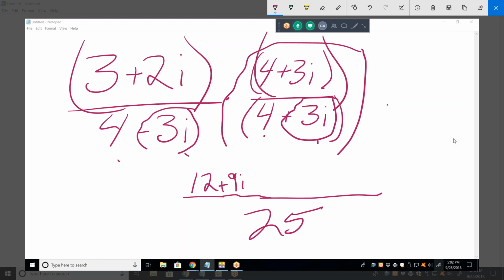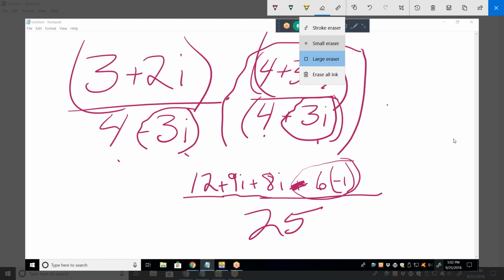Now do the inside. 8i. Sign first. Positive 8i. And now the last term. Sign first. Is positive 6i squared. Which is 6 times what? 6 times negative 1. Okay. Now, when I see this, immediately I can just make that minus 6 and get rid of this negative 1. So that's the same answer.